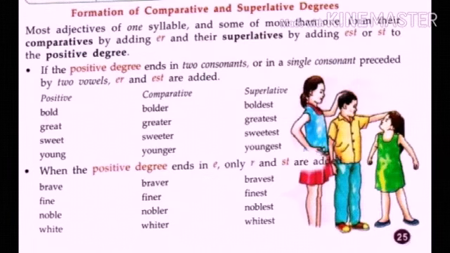Dear students, now we are going to take the information about the formation of comparative and superlative degrees. There are some rules given in the English language about that. Let's see the rules. Number 1, if the positive degree ends in 2 consonants or in a single consonant preceded by 2 vowels, then we have to add ER in the comparative degree and EST in the superlative degree.